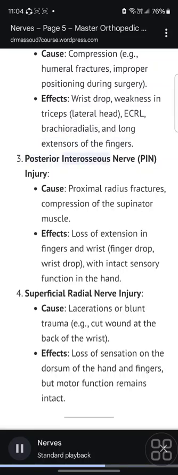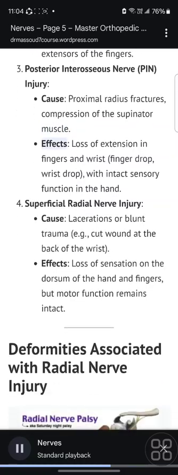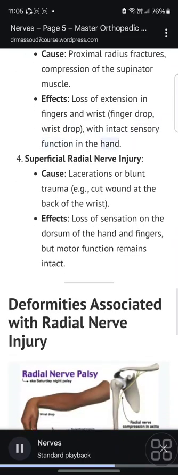3. Posterior interosseous nerve, PIN, injury. Cause: proximal radius fractures, compression of the supinator muscle. Effects: loss of extension in fingers and wrist, finger drop, wrist drop, with intact sensory function in the hand.